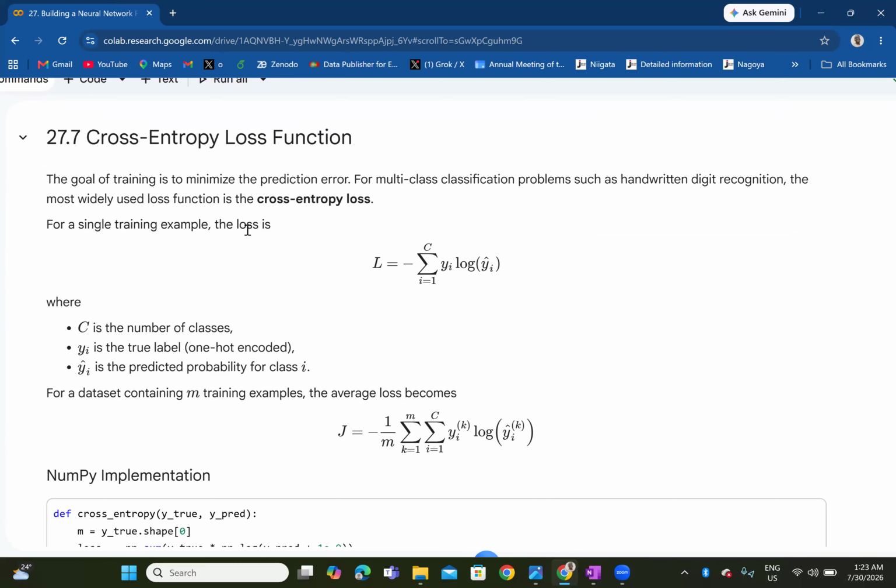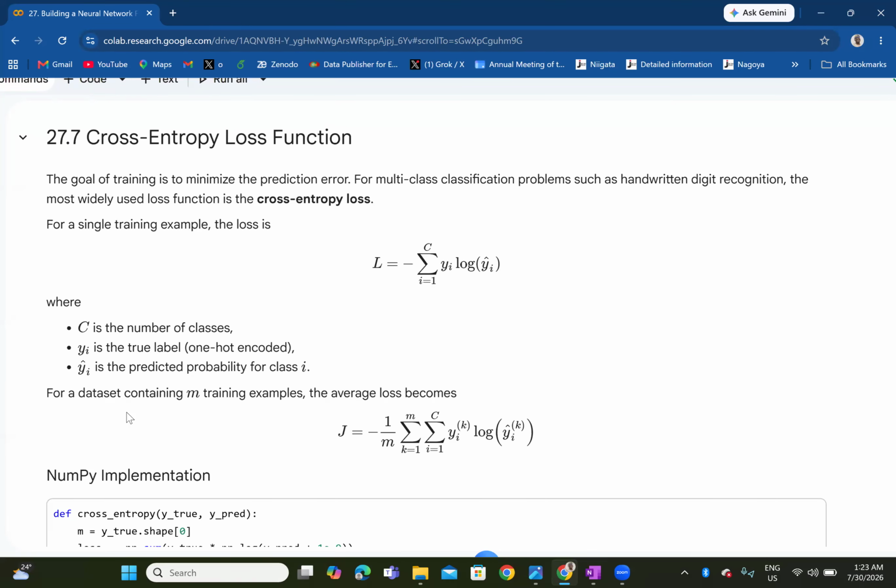So for a single training example, the loss is L, which is minus the summation from i equals 1 to C of yi log yi cap, where C is the number of classes, yi is the true label, which is one-hot encoded, and yi cap is the predicted probability for class i. So we're going to have that for class i and so on for every class, from 1 to C. So if you have 10 classes, that's 1, 2, 3, 4, 5, 6, 7, 8, 9, 10.